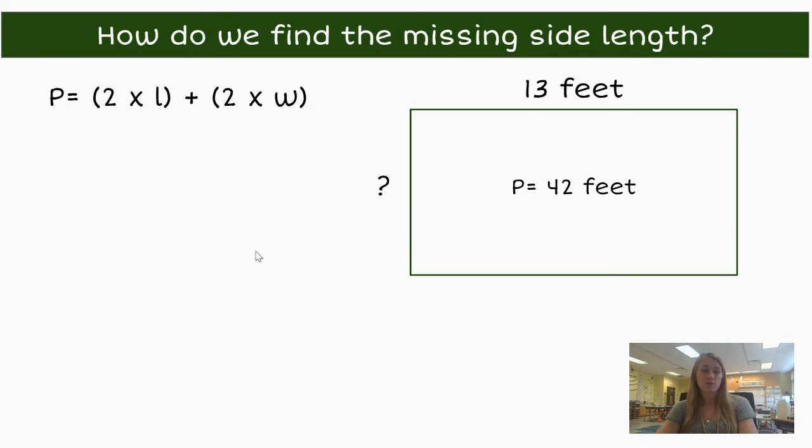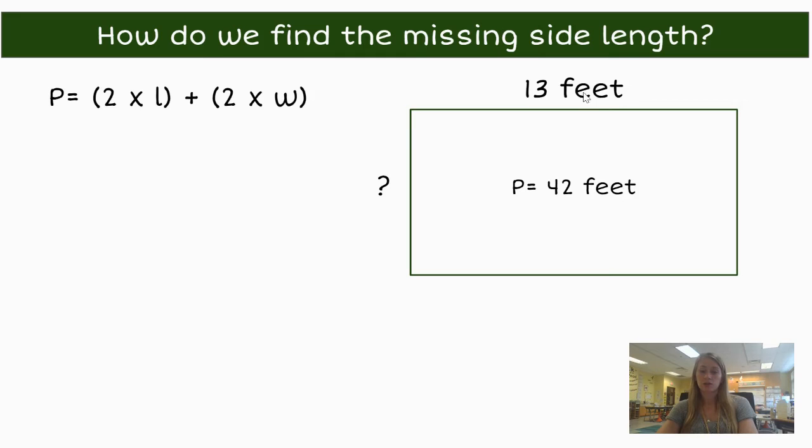So now we're going to look at this part here. How do we find the missing side length? So this one's a little bit different because we're not given area. We are given perimeter. Remember, perimeter goes around. So this makes things a little bit different. Our equation for perimeter is we have 2 lengths plus 2 widths.